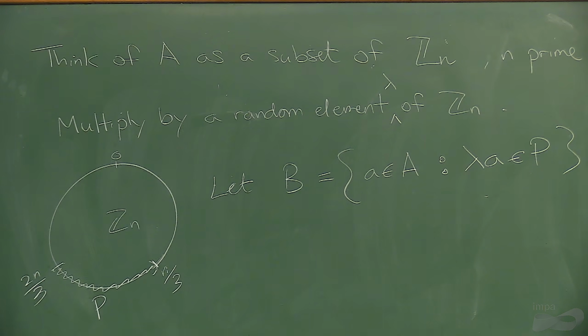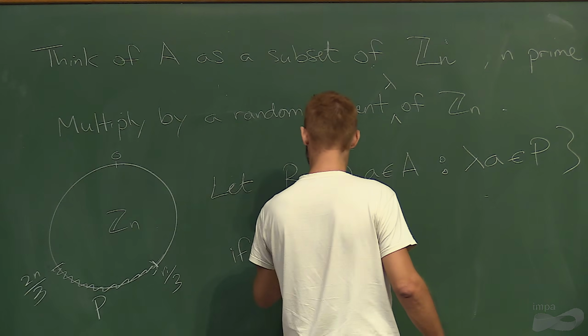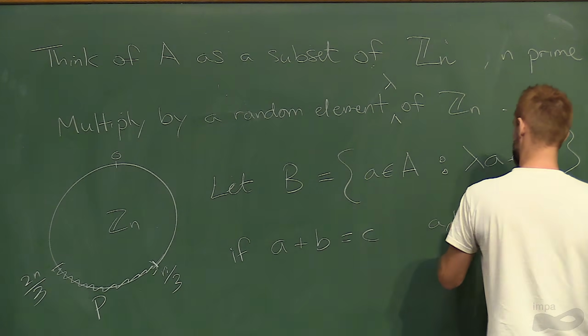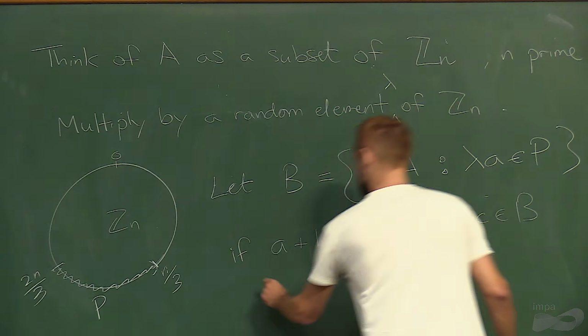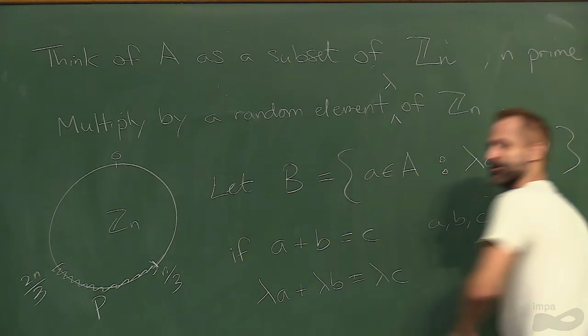So I want two things. First, I'd like to show this set is sum-free. Why is this set sum-free? If a plus b equals c, with a, b, c in B, then lambda a plus lambda b equals lambda c.